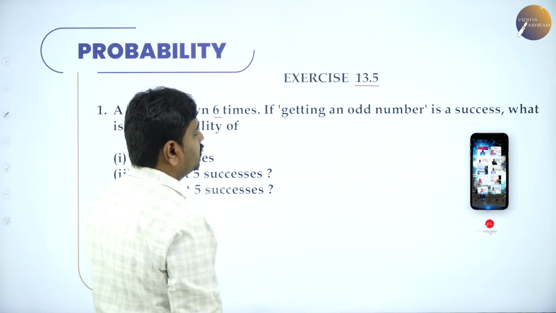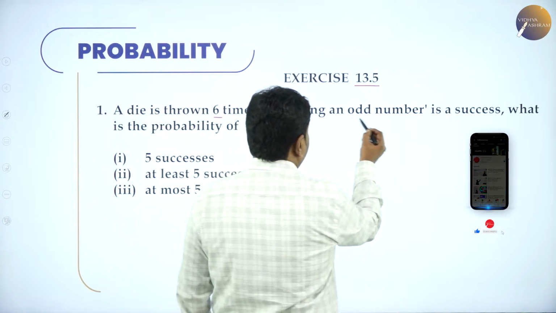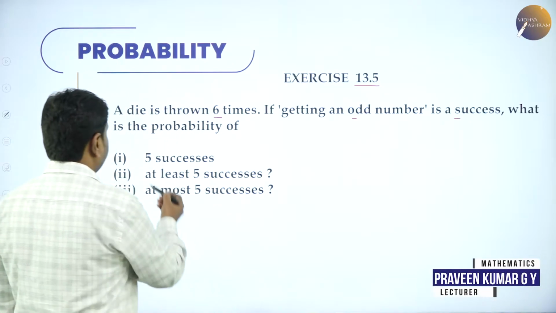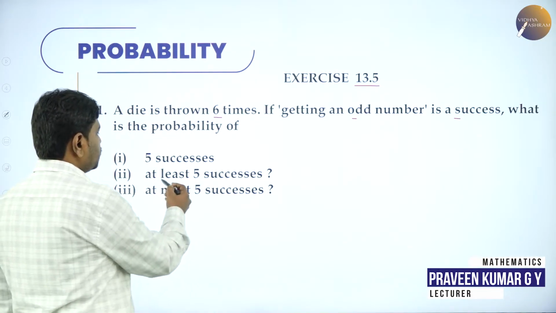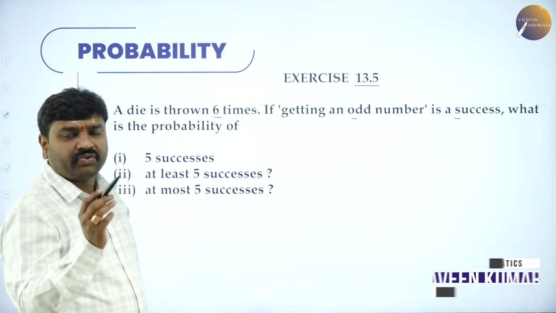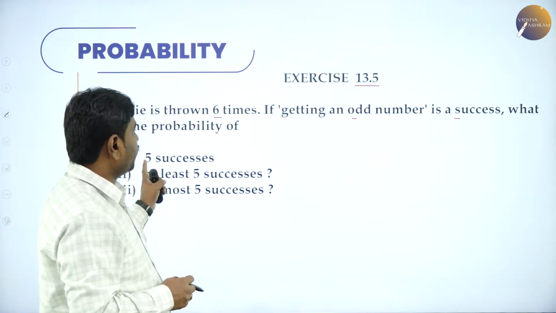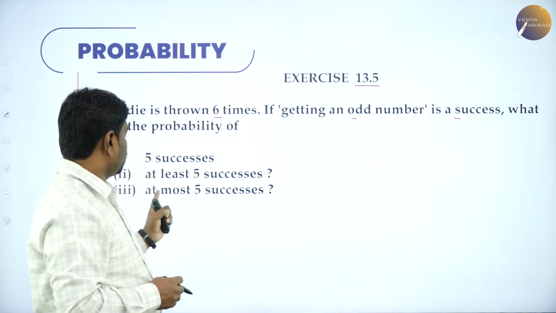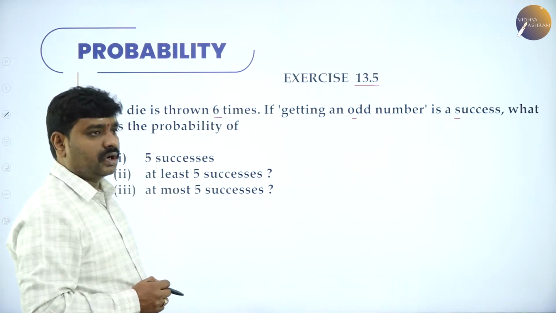Getting an odd number is success. What is the probability of 5 success? At least 5 success, at most 5 success. Means they wanted to find the probability of getting 5 times an odd number, at least 5 times an odd number, and at most 5 times an odd number.